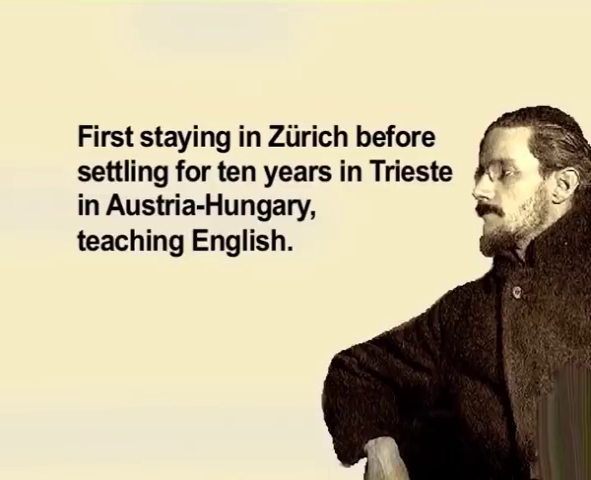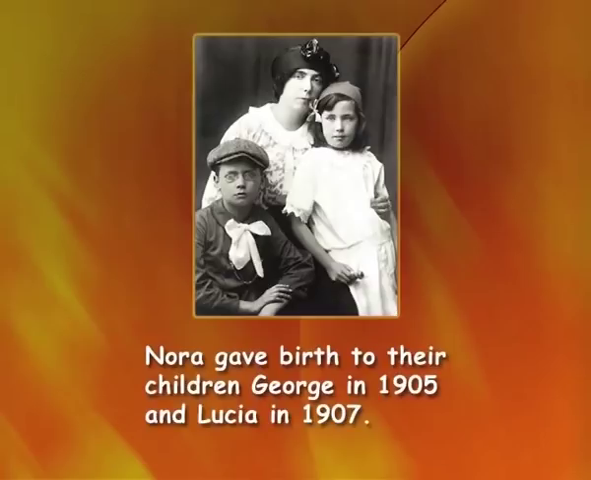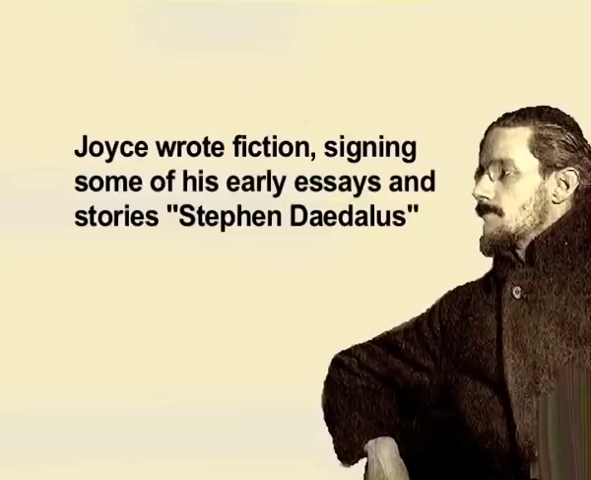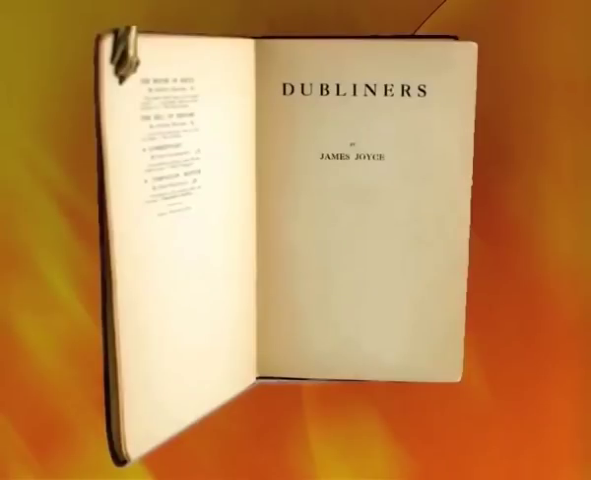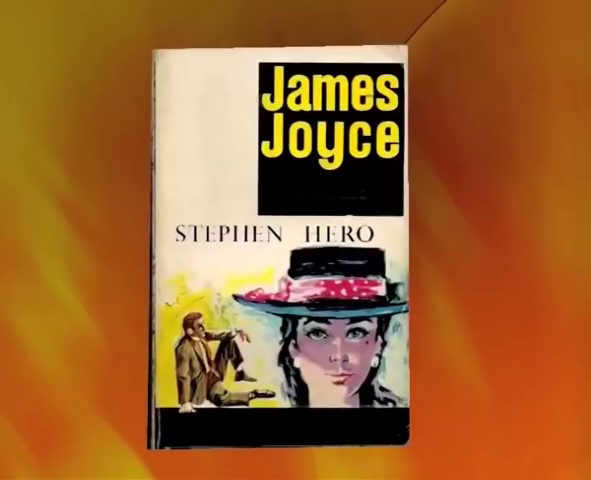Teaching English there, Nora gave birth to their children George in the year 1905 and Lucia in the year 1907. And Joyce wrote fiction, signing some of his early essays and stories Stephen Dedalus. The short stories he wrote were to make up Dubliners. He reworked the core themes of the novel Stephen Hero.